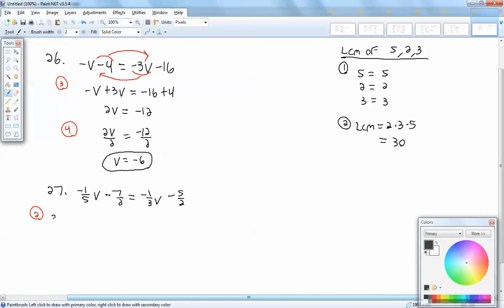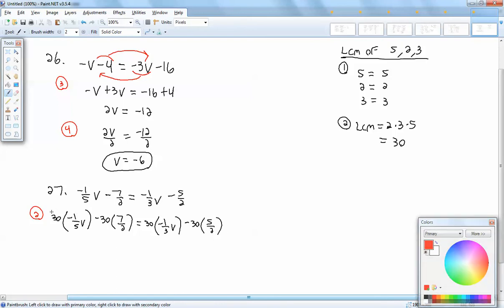Okay, so we're going to multiply the first fraction by 30, the negative 1/5 v, minus 30 times the second fraction, 7/2, equals 30 times the first fraction on the right side, the negative 1/3 v, minus 30 times the last fraction, the 5/2.